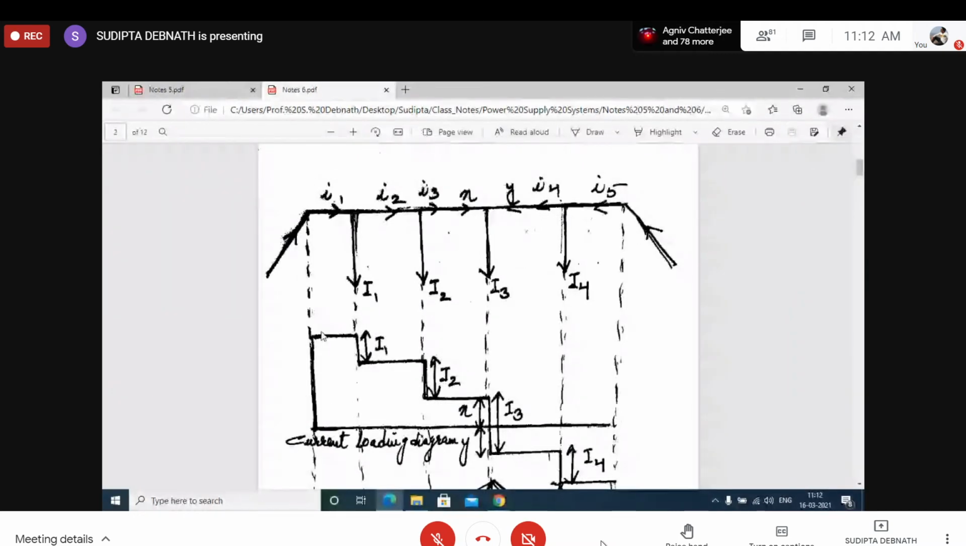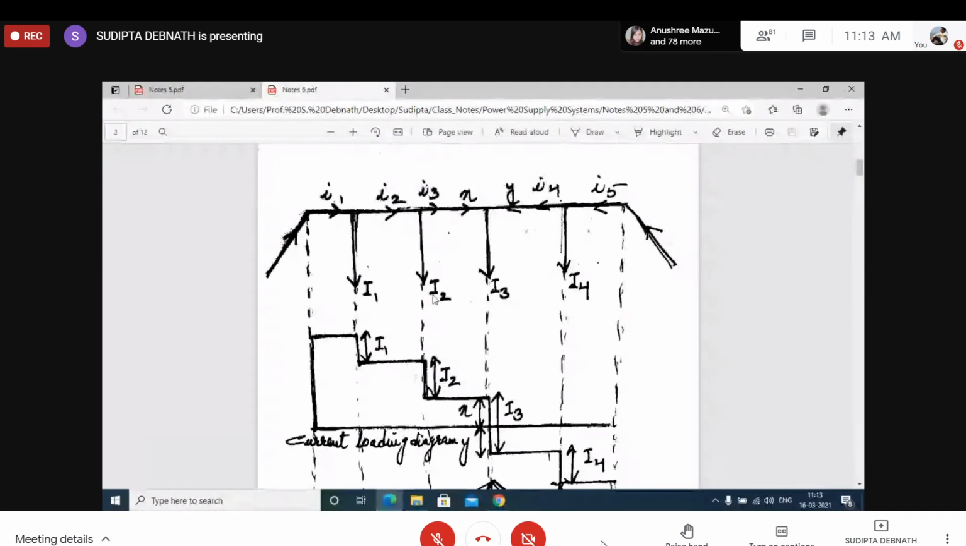Again, at this point the current will decrease. So actually, this one is small i1. I have not marked it, you mark it, just like the current fed at one end. This is small i1. The current flowing in this section is small i2. What will be i2? Small i1 minus capital I1. The current in this section will be similar: small i2 minus capital I2, like that.